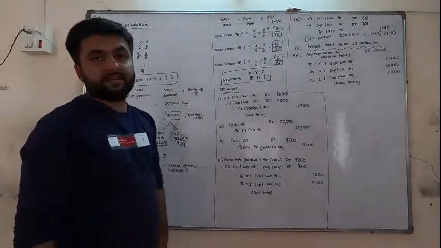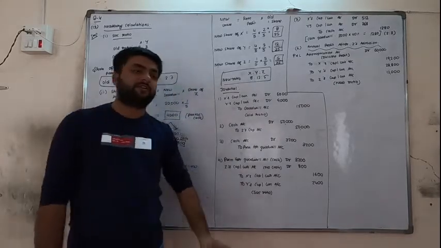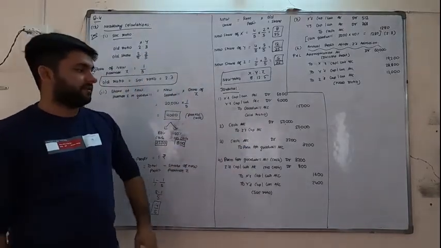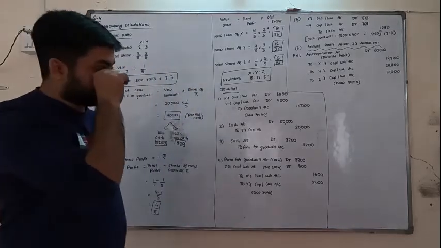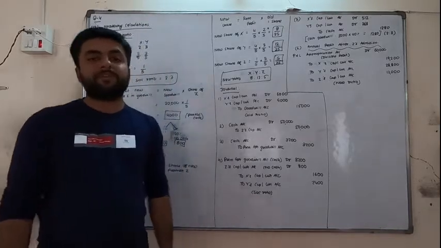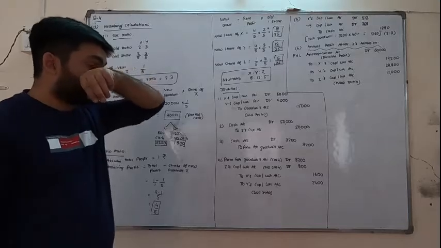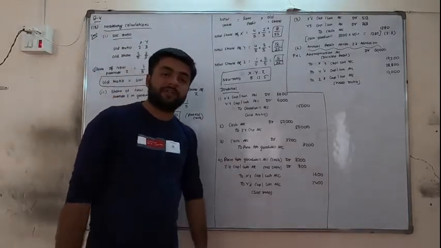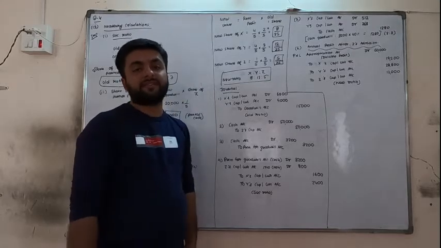After that, writing the journal entries. The first entry is regarding distributing the old goodwill, so it is 15,000 in the old ratio. Next is to bring capital in cash, so cash account debit, partners capital account credit. Next is for bringing goodwill premium in cash, so cash to premium for goodwill. Next is for distributing the premium for goodwill, which is brought in cash and which is not brought in cash; it is distributed among all partners in the sacrifice ratio.